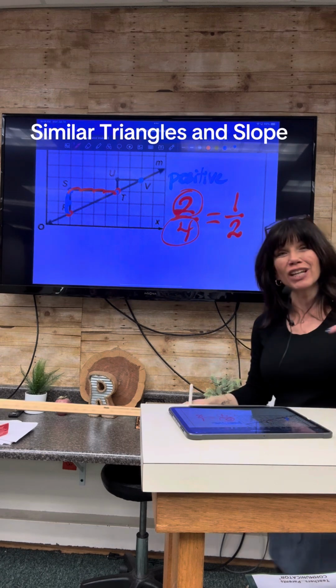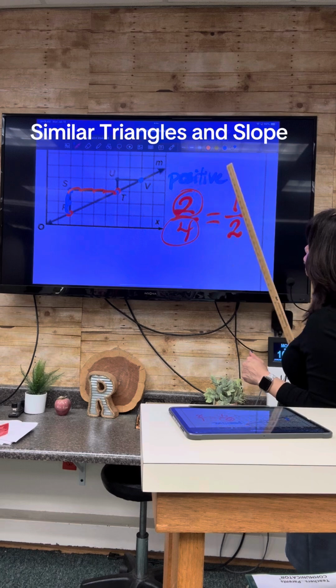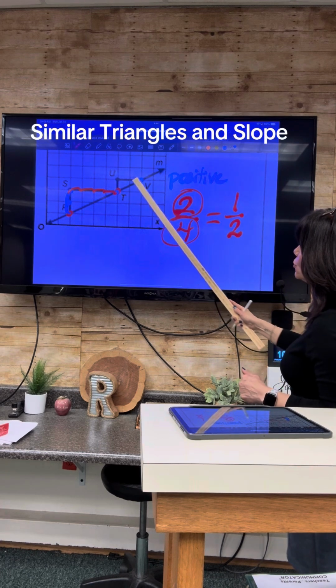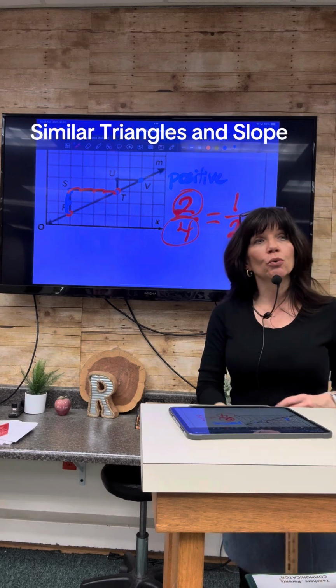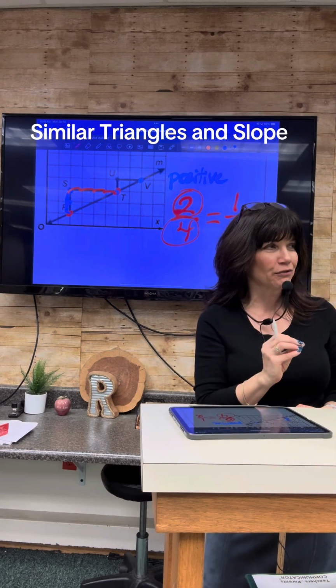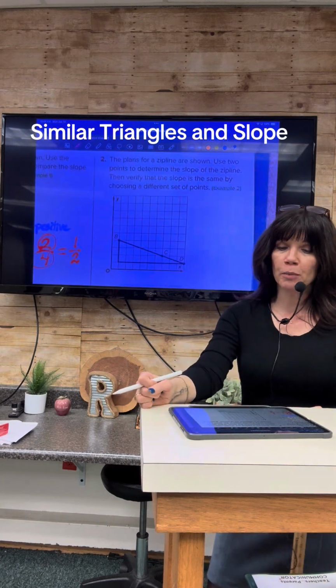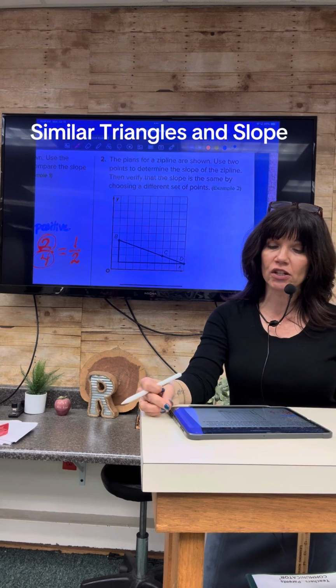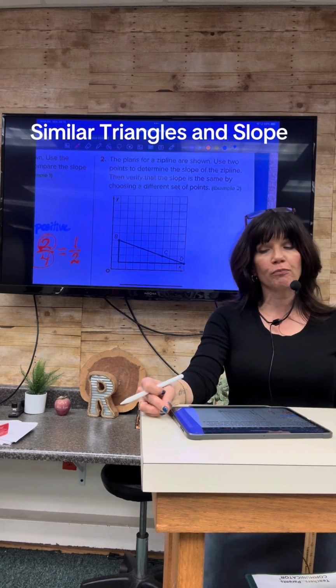I mean, if you just really want to do extra work, you could do rise over run here and go 1 for my rise, 2 for my run, and on that one you don't need to simplify. So clearly, if you use the smaller triangle, you might already have it simplified, so it might help you. All right, let's go to item number 2. The plans for a zip line are shown. Use 2 points to determine the slope of the zip line, then verify that the slope is the same by choosing a different set of points.